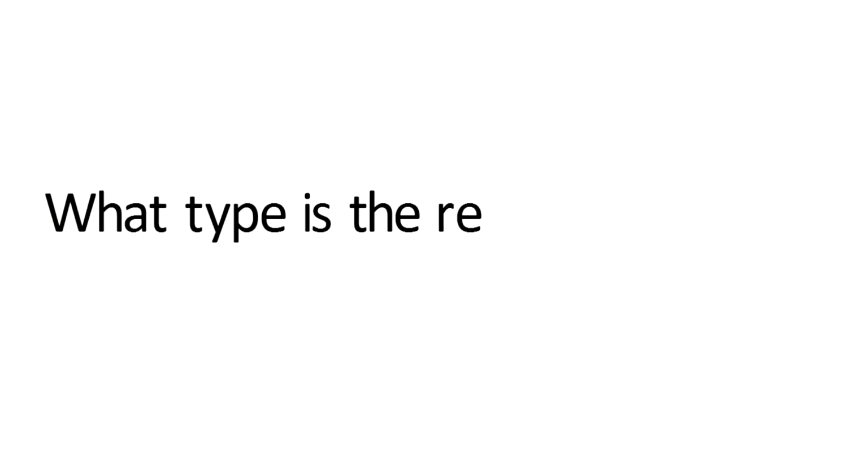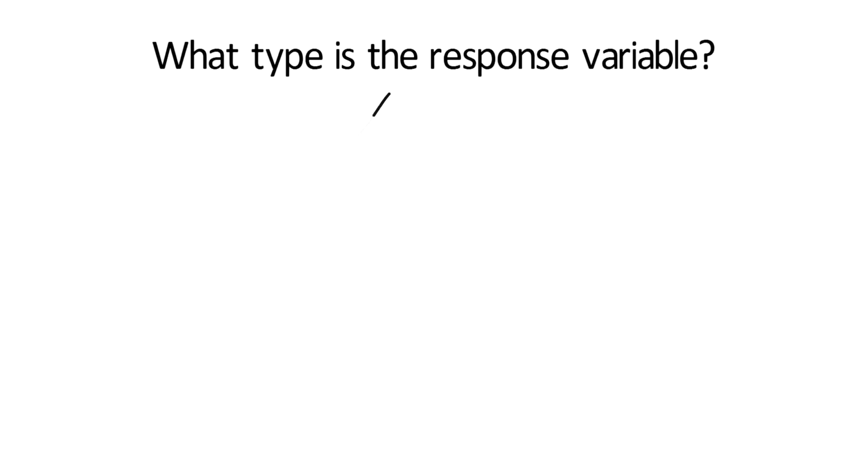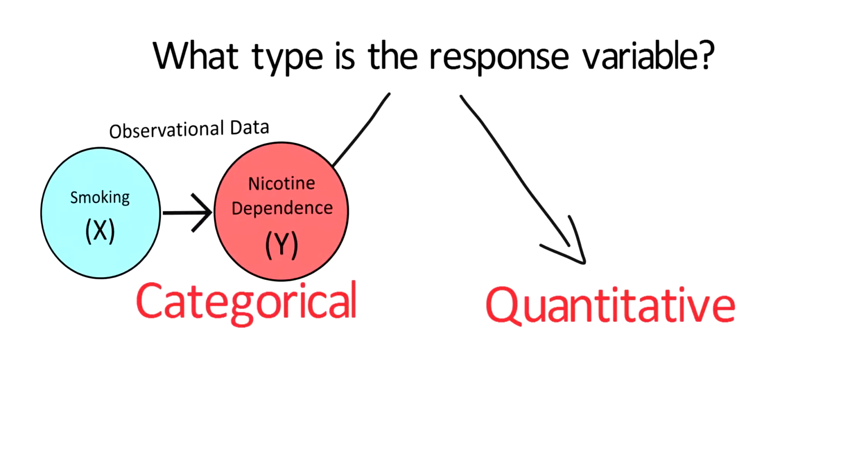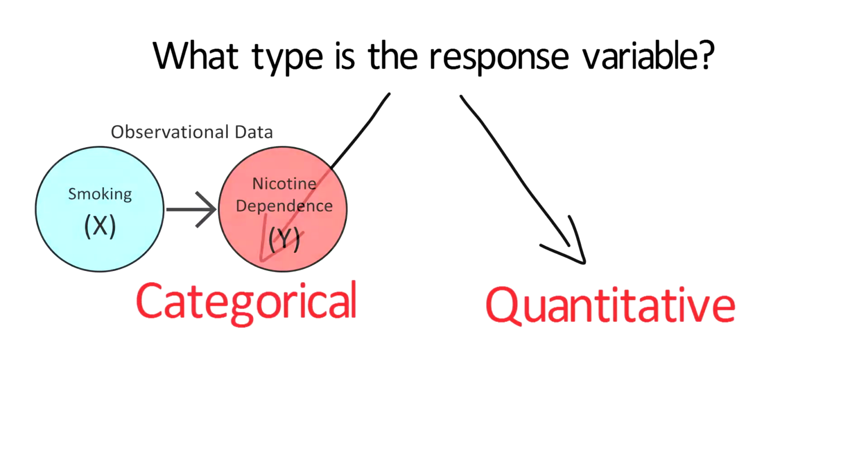The first question is, what type is the response variable? Is it categorical or quantitative? For our sample research question, the response or dependent variable is nicotine dependence, which is categorical.